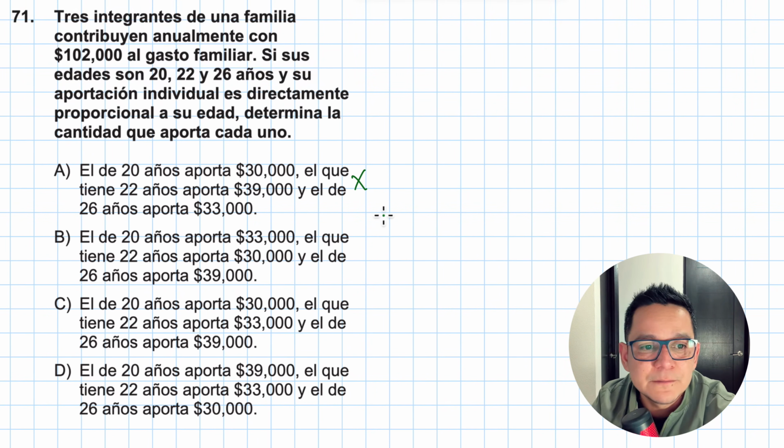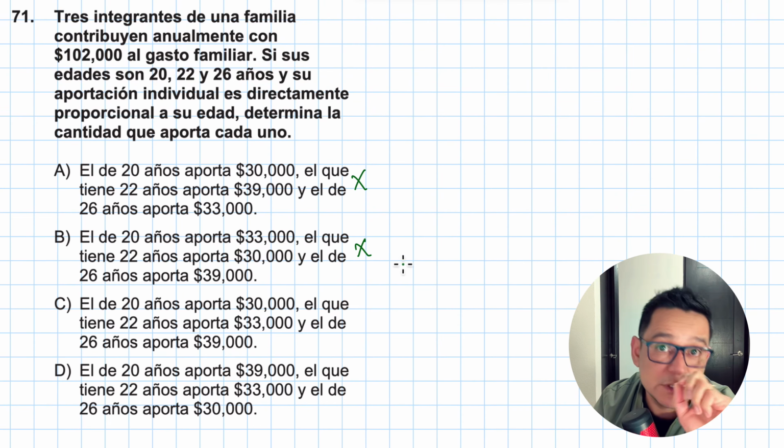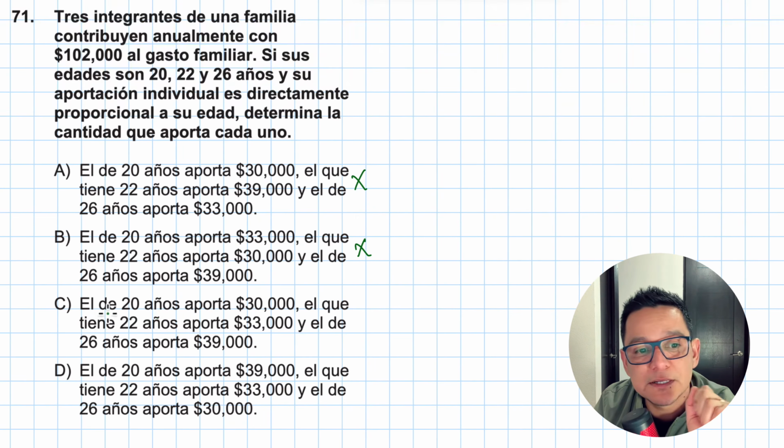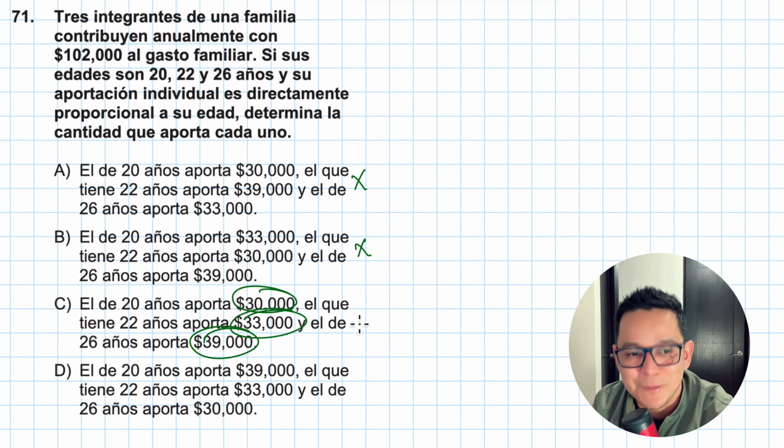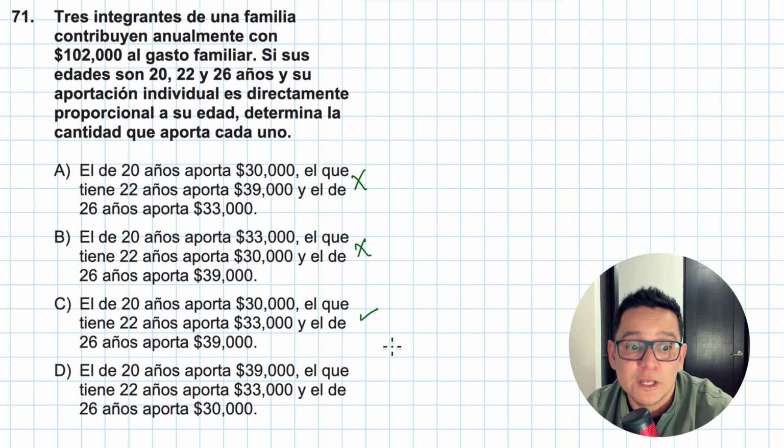Let's see. Let's check. Option B says, the 20-year-old contributes 33,000, okay. Then the 22-year-old contributes 30,000. No, because look, 33,000 is greater than 30,000. So that's not the answer either. Let's check option C. The 20-year-old contributes 30,000. The 22-year-old contributes 33,000. And the 26-year-old contributes 39,000. That one could be it. So for now, I'm going to mark it with a check, because I'm still going to review.